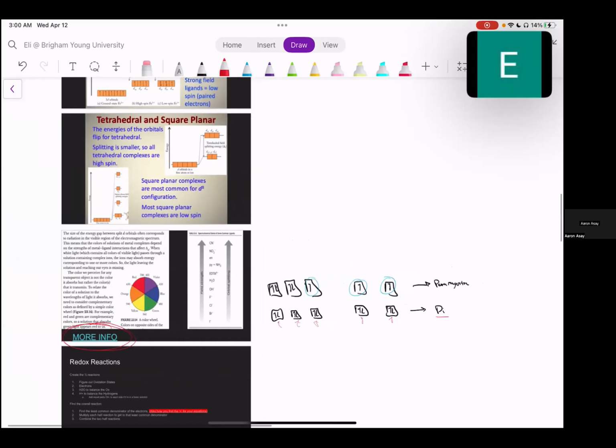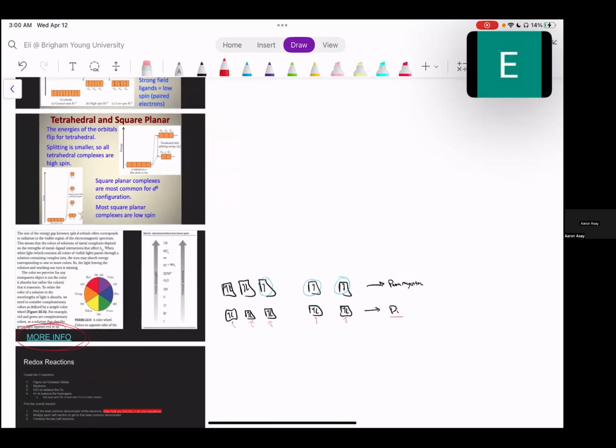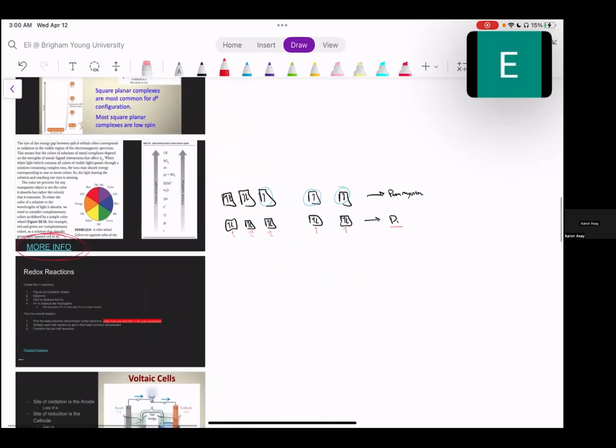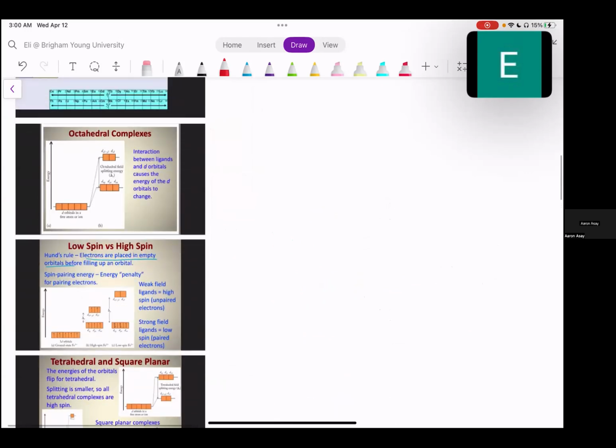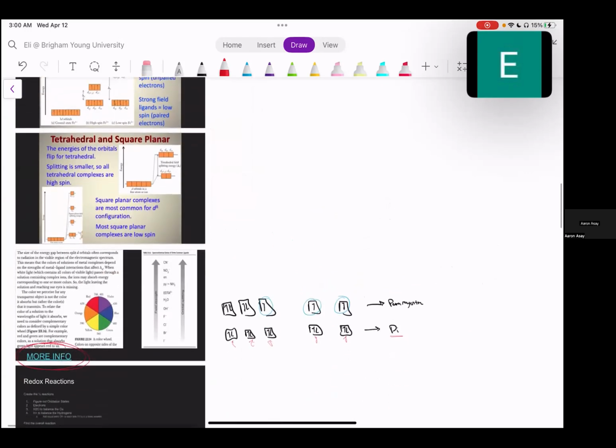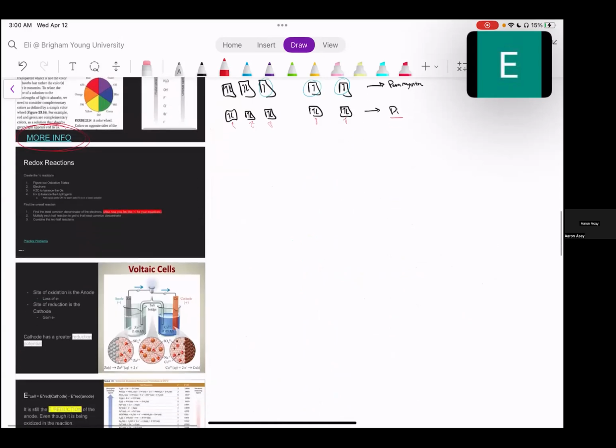So that's just a couple of properties that I think are important to know. Remember, that might not be everything about field strength and ligands, but it's what I find to be the important stuff.